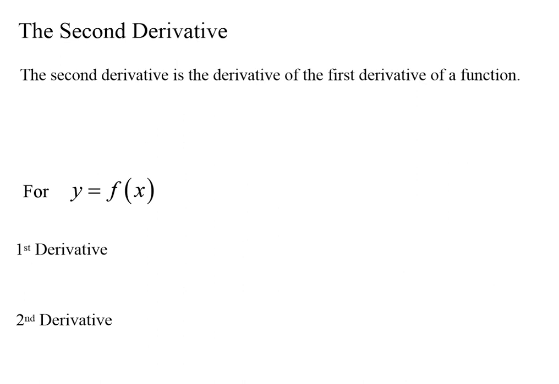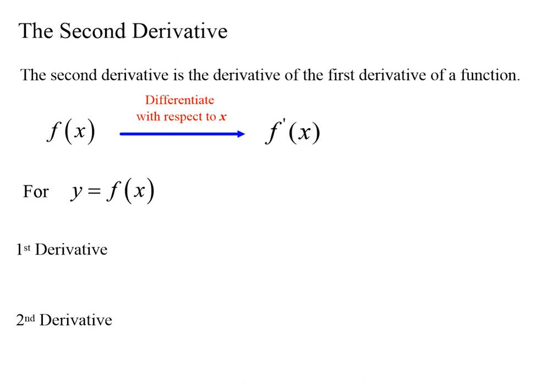In this video, we will look at the second derivative. The second derivative of a function is the derivative of the first derivative. So we basically differentiate the function twice. If we have a function f of x, and then we differentiate this function with respect to x, we get the first derivative, f dash of x. And then if we differentiate f dash of x with respect to x, we get f double dash of x, which is the second derivative.